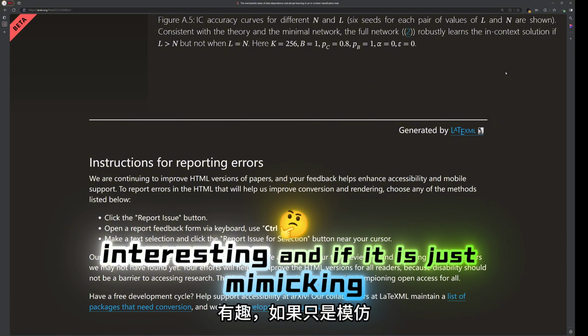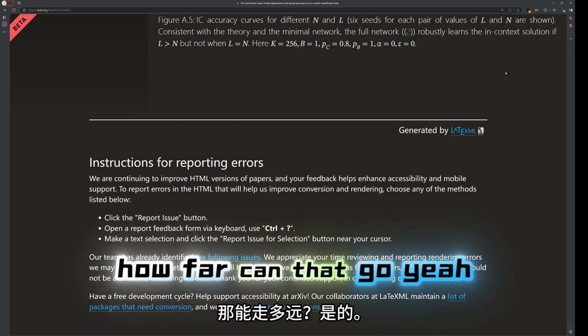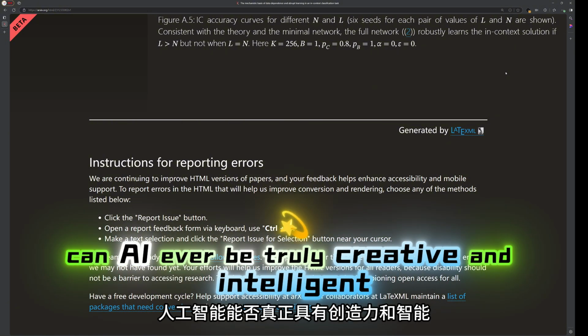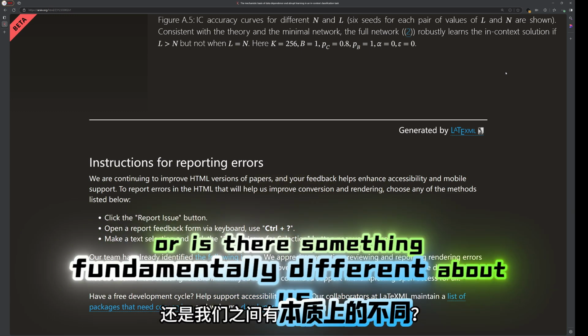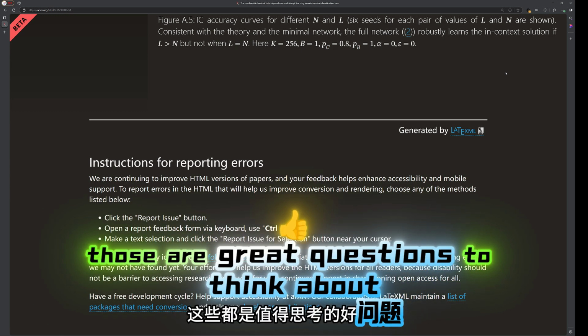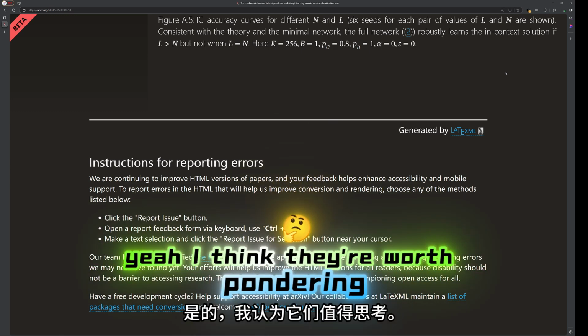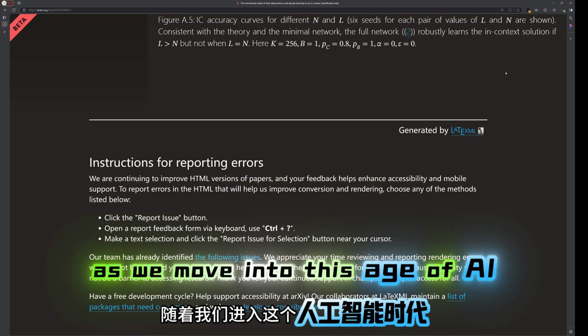Interesting. And if it is just mimicking, how far can that go? Yeah. Can AI ever be truly creative and intelligent? Or is there something fundamentally different about us? Those are great questions to think about. Yeah, I think they're worth pondering as we move into this age of AI.